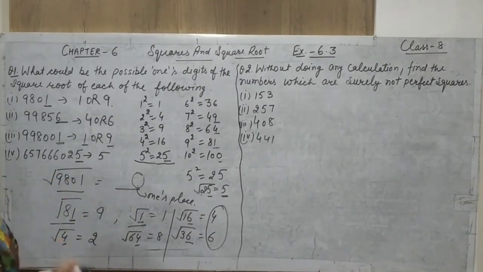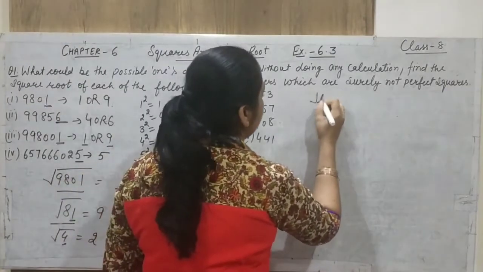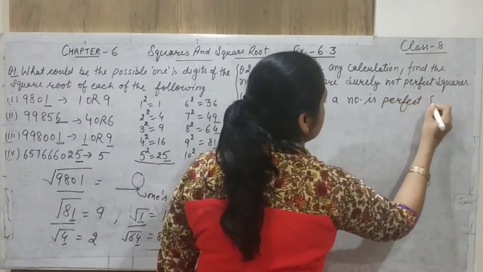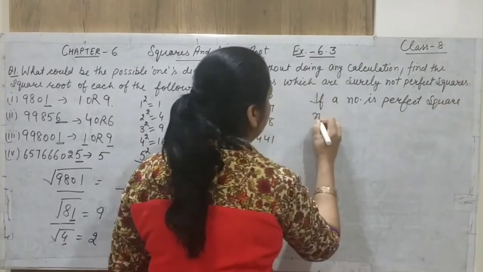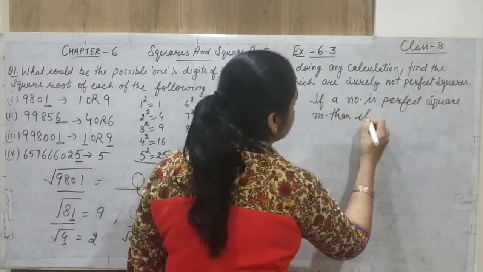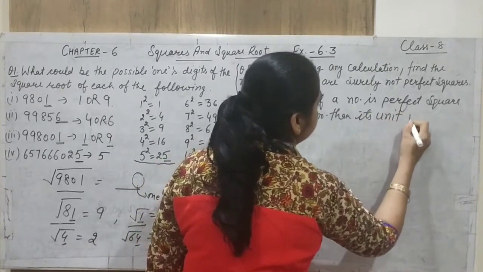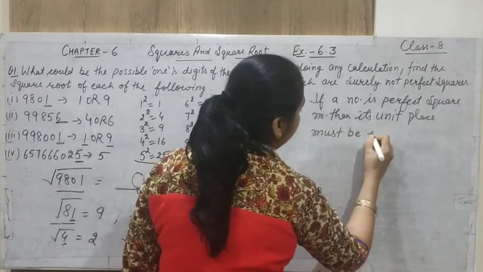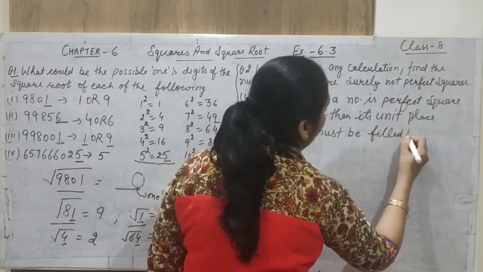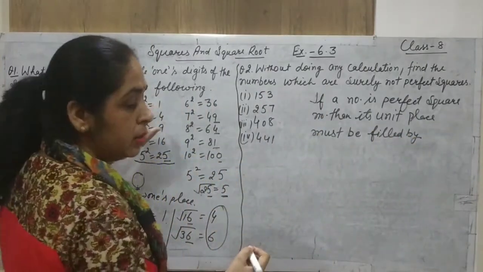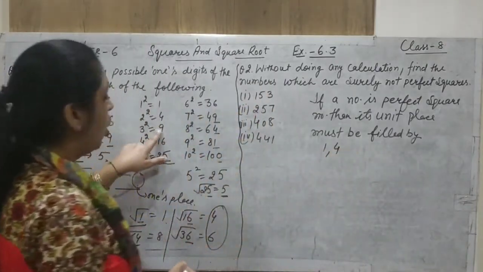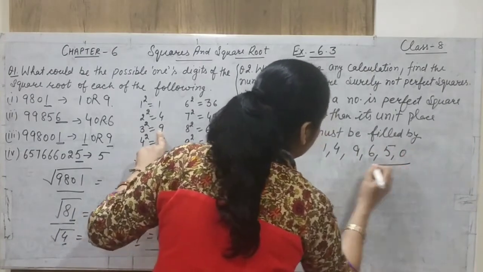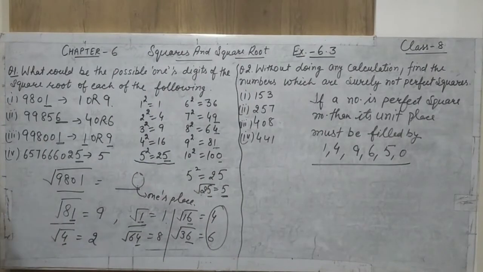If a number is a perfect square number, then its unit place must be filled by or occupied by either 1 or 4 or 9 or 6 or 5 or 0. Alright, the unit place is only filled by these numbers.